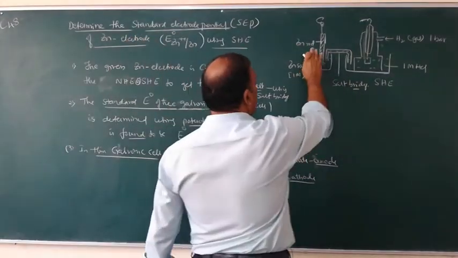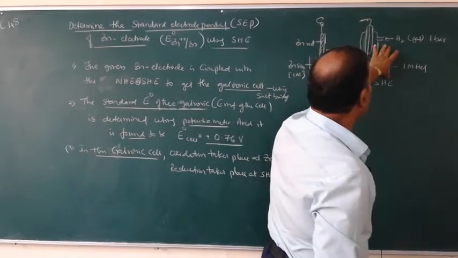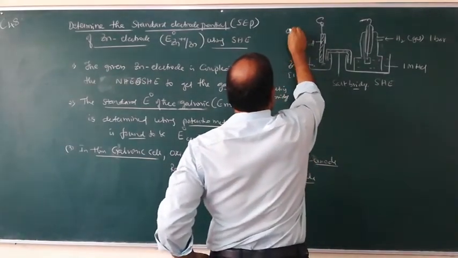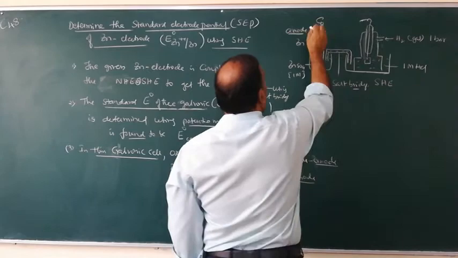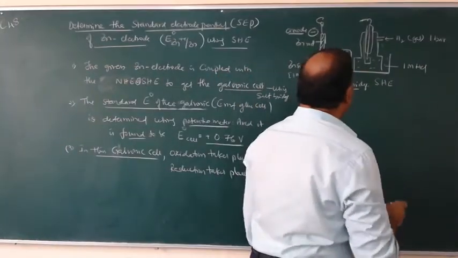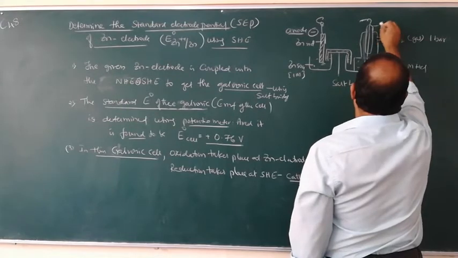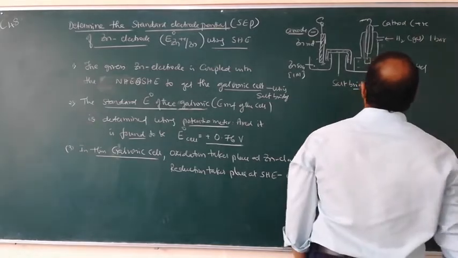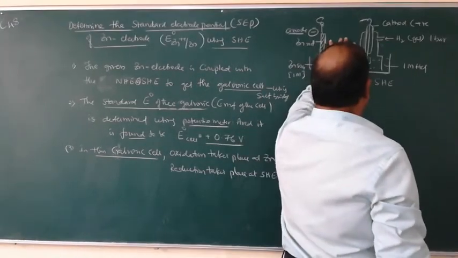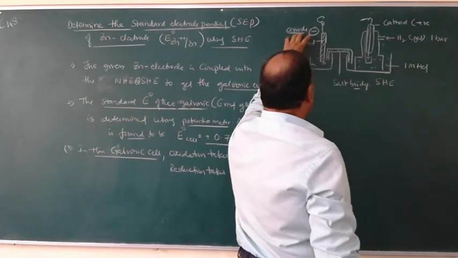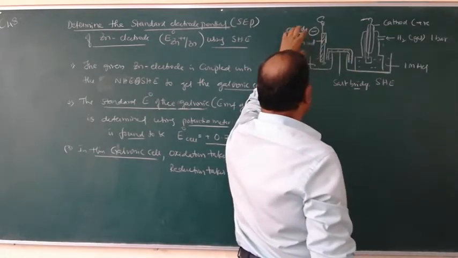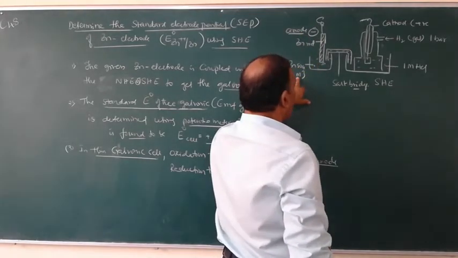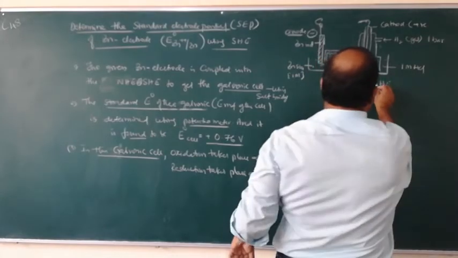Here this is the zinc electrode, here it is the hydrogen electrode. Oxidation takes place at zinc electrode, therefore it is anode and its sign is negative. Reduction takes place at SHE, therefore it is called cathode and its sign is positive. This is the galvanic cell obtained by connecting zinc electrode. This is the standard zinc electrode because the concentration of zinc ions is 1 molar. It is coupled with SHE.